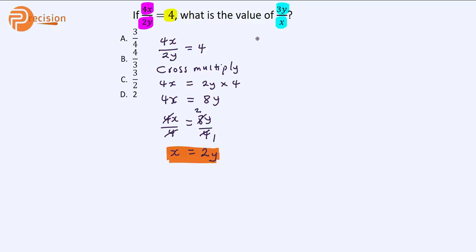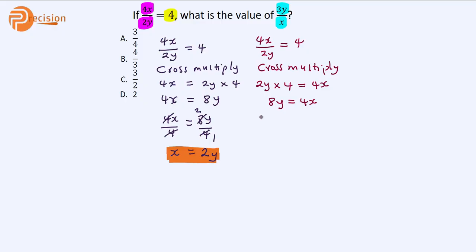At this point, let's make y subject of the formula like we did for x. So 4x over 2y is equal to 4. To make y subject of the formula, we have to cross multiply. So let's cross multiply. If we do that, we can say 2y multiplied by 4 is equal to 4x by itself. 2y multiplied by 4 is 8y is equal to 4x.